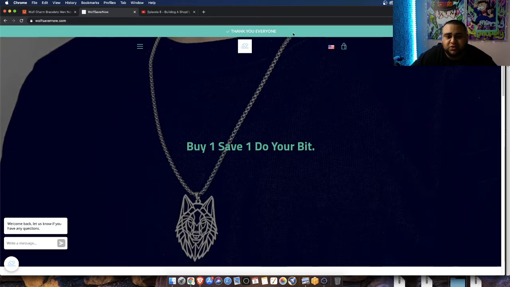Now, just real quick, there's a little top bar here that says thank you, everyone. There's no reason to thank people. If anything, you should be doing them a favor by allowing them to buy your amazing wolf bracelet. So why are you thanking people for that? That just shows the scarcity mentality that you have behind the sales, behind the business. Thanking your customers, I mean, you thank them after the purchase, not before. So this needs to go, okay?